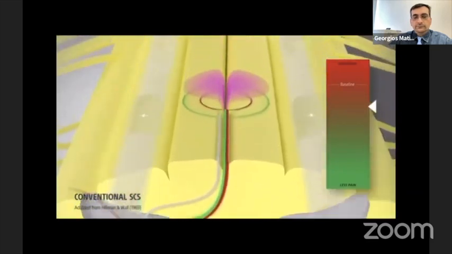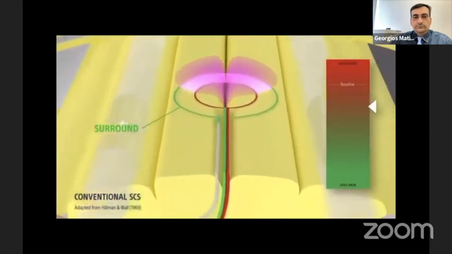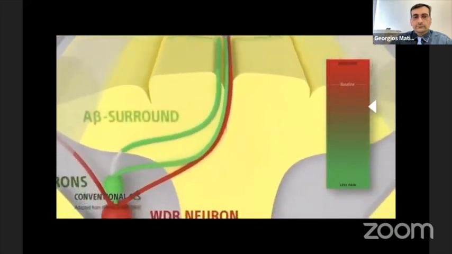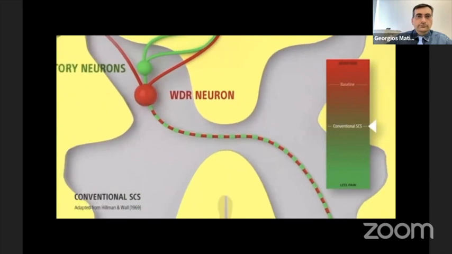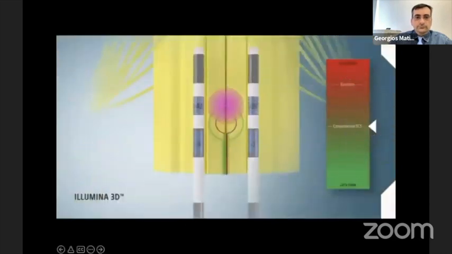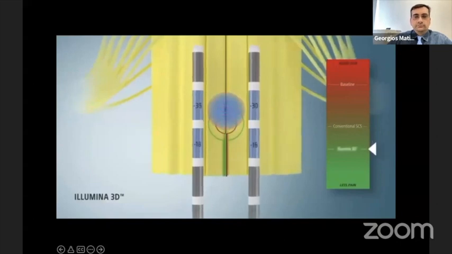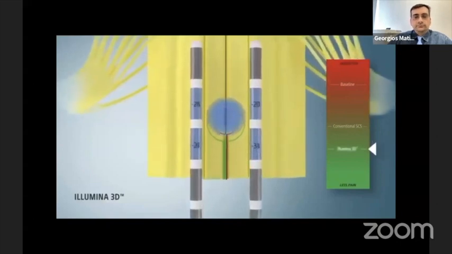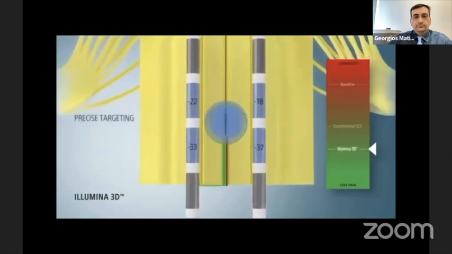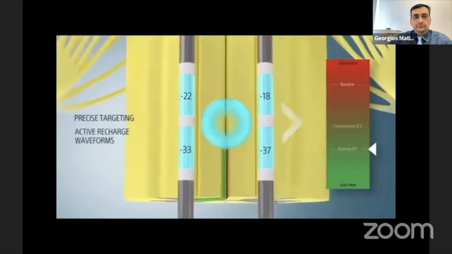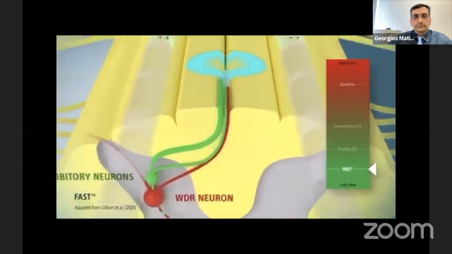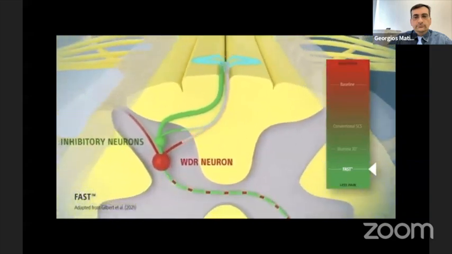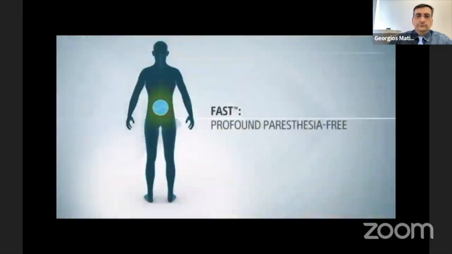Conventional SCS also activates some sensory A-beta fibers from the region surrounding the painful center. These fibers only engage inhibition without exciting the center WDR neuron, providing additional immediate pain relief. Using the proprietary Illumina 3D algorithm, we're able to more precisely target the optimal location, covering more of the surround fibers. Combining Illumina 3D targeting with the proper neural dose and a unique active recharge waveform, FAST is designed to preferentially engage these surround fibers while minimizing center excitation. As a result, patients can experience profound paresthesia-free pain relief before they leave your clinic.